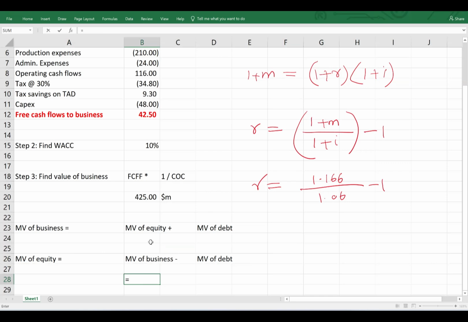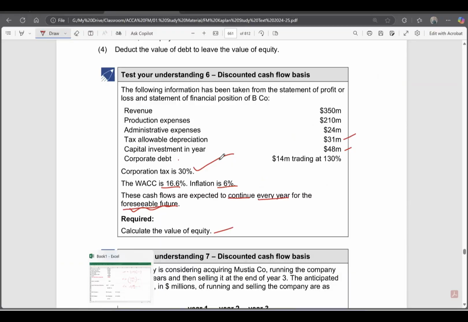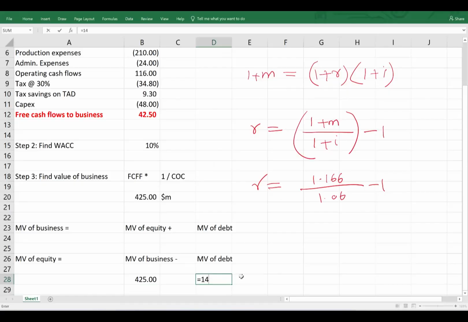Market value of business we already found out, $425 million. And market value of debt, he said corporate debt is 14 million trading at 130%. So basically, it is trading at a 30% premium. So 14 million into 130% is 18.2. So market value of equity is 406.8 million, the market value of this company using the free cash flow method. That is the simple approach we have to use in our exam.